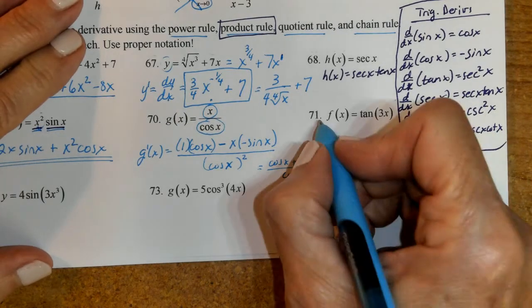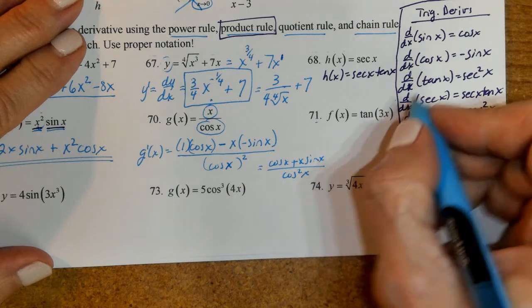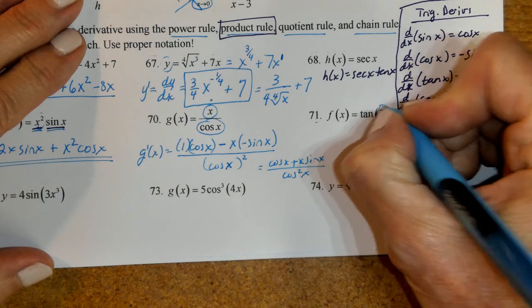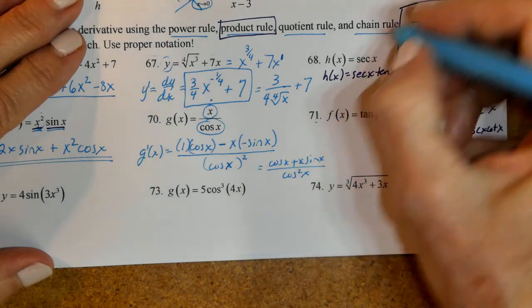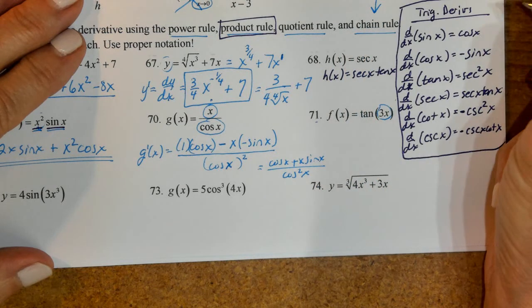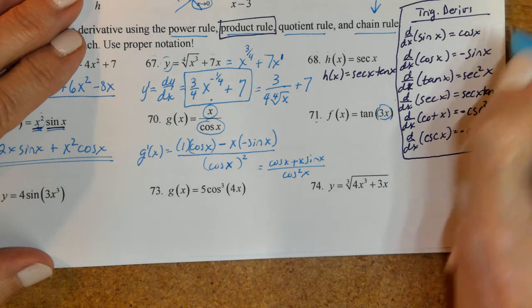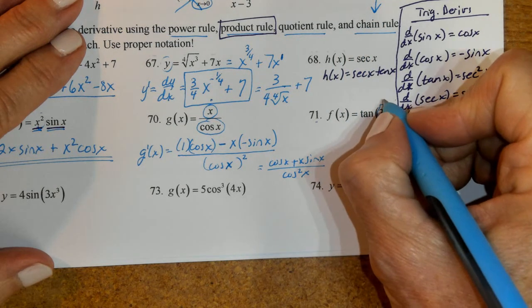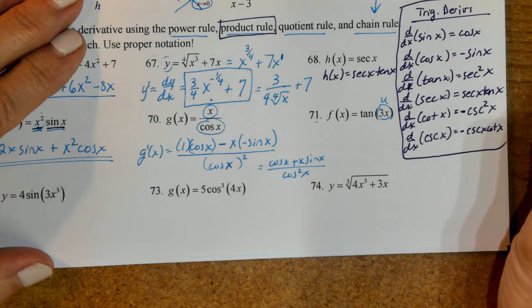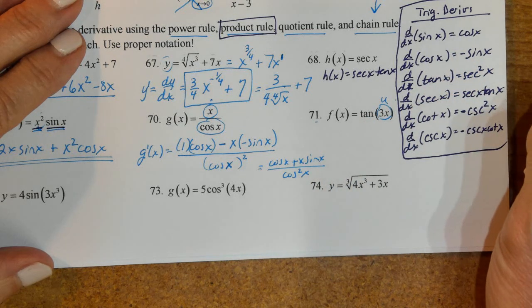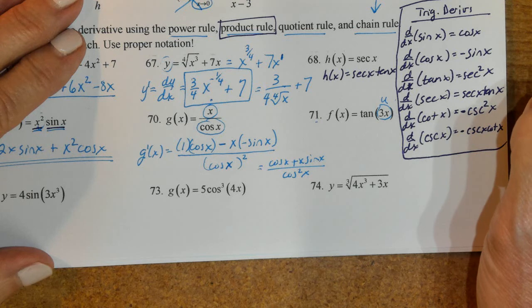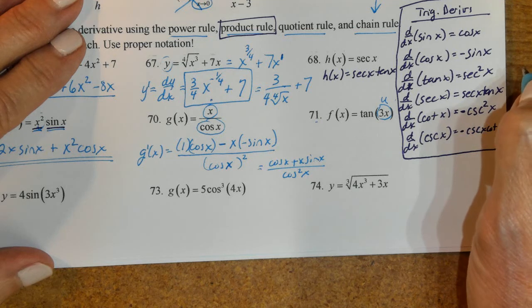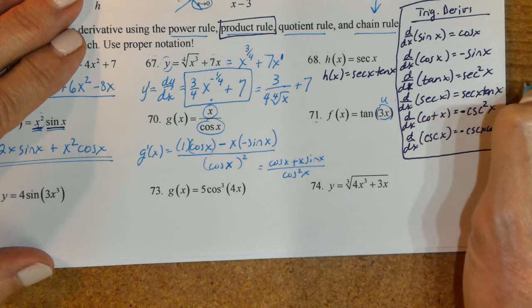All right, number 71. In number 71, I see this 3x here. So that 3x is going to make us use the chain rule. Here's how the chain rule is. Treat this like a single variable, like u. Treat it like a u. But then we need to multiply by u prime at the end.